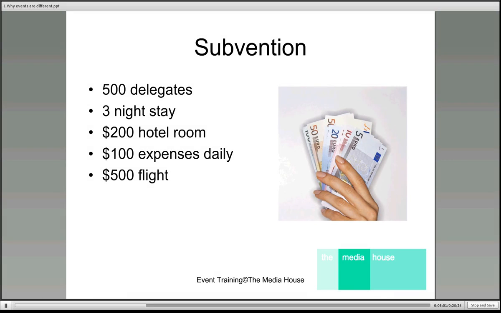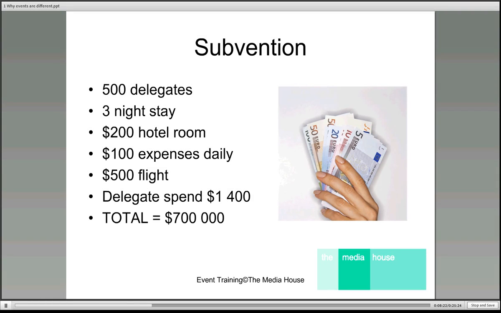To get to your event, they have to take a flight. Now, flights can be very expensive, but let's just assume they take one that cost $500. So if you add those 3 nights and the expenses and the flight, what we're saying is that each delegate spends $1,400 coming to your event. But hang on, there's 500 of them. That's a total spend of $700,000.